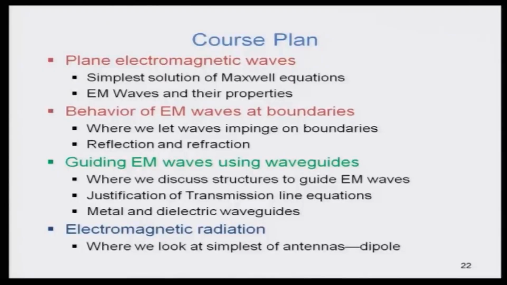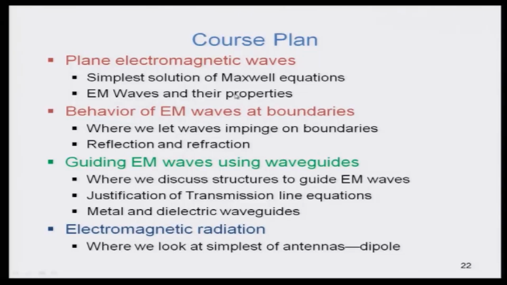However, when we come to the subject of waves, we cannot continue to ignore the electromagnetic nature. So, we will start by looking at the simplest solutions of Maxwell's equations, which are plane electromagnetic waves. It is at this point that we will show that light is also an electromagnetic wave, and whatever we study in terms of EM waves is directly applicable to light. So, electromagnetic waves and their properties is what we are going to study.